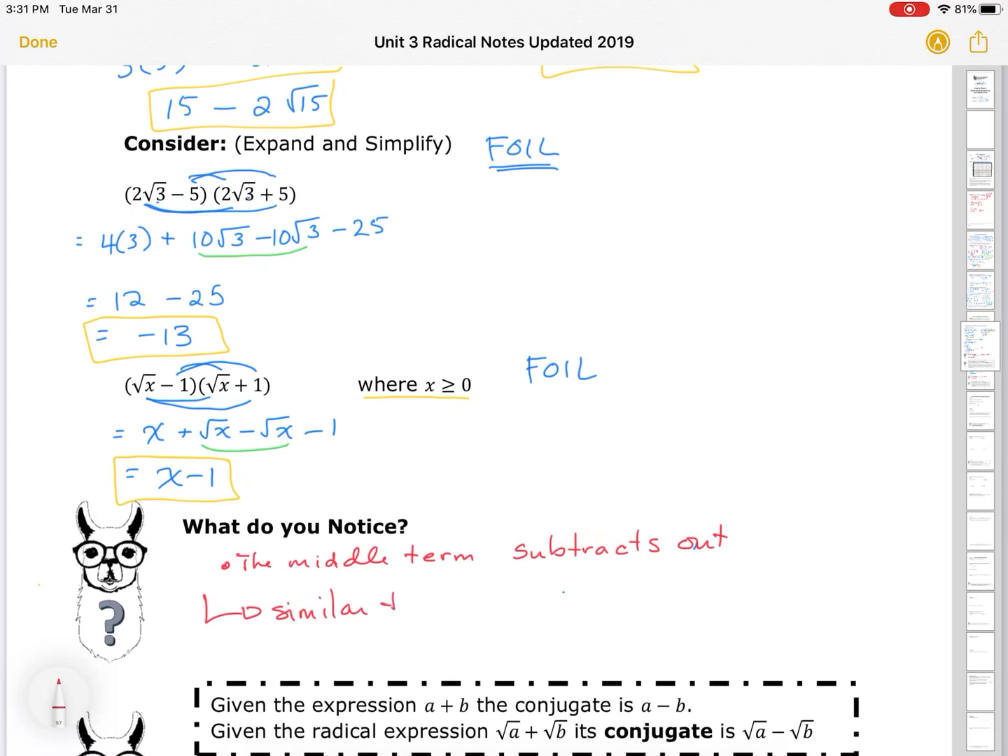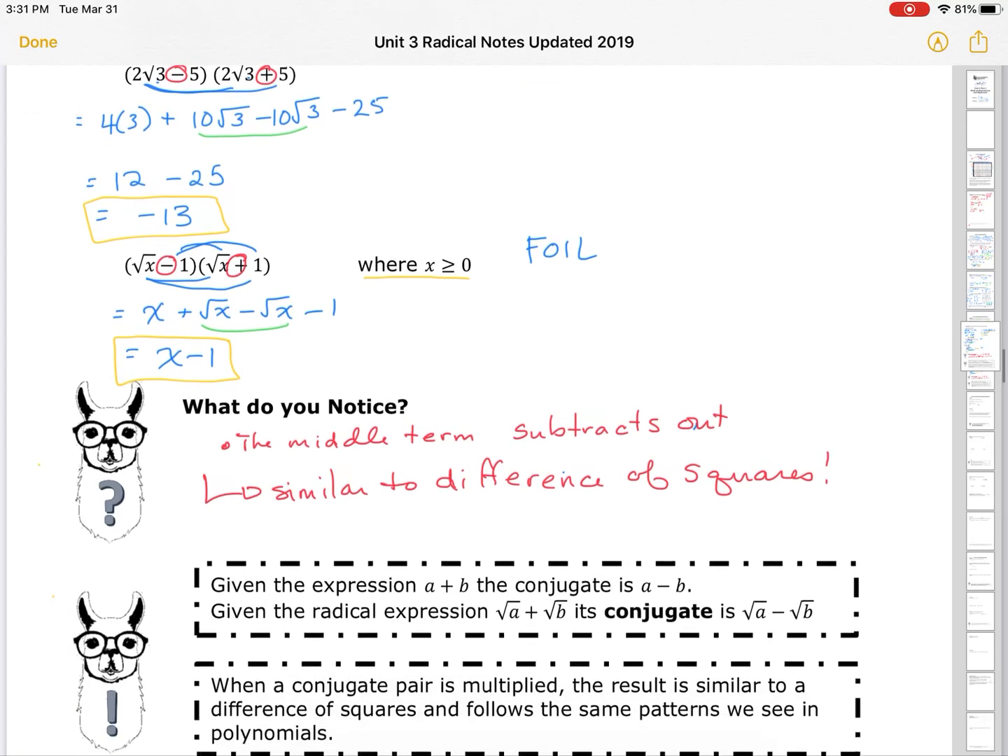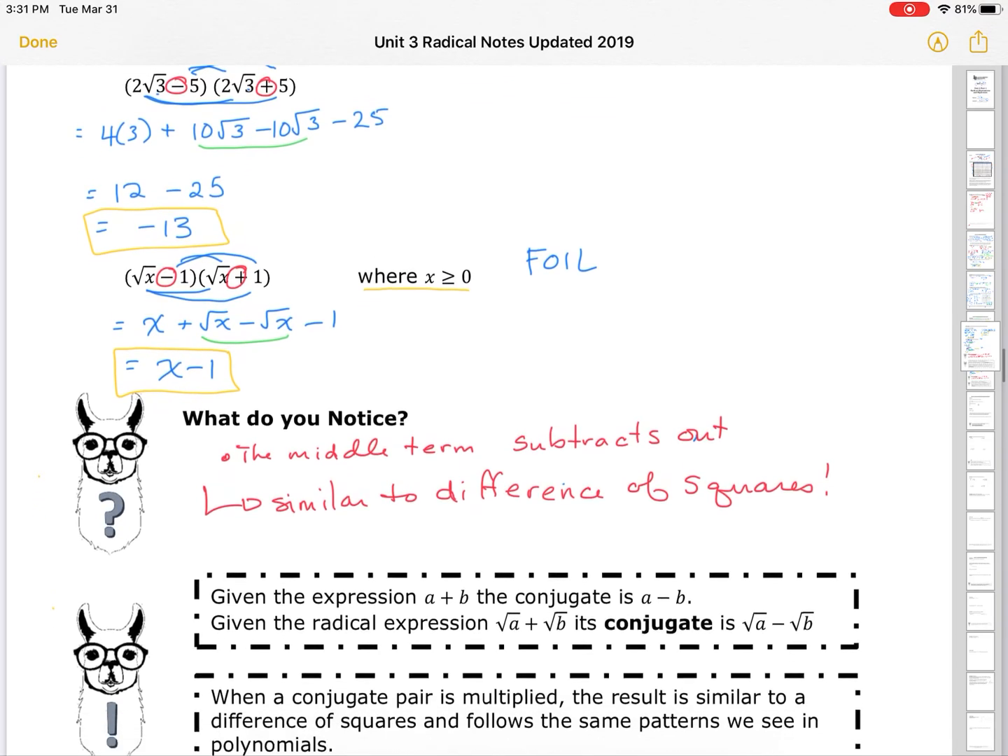And it's very similar to difference of squares, which is Mrs. Finley's favorite binomial pairs. I don't know why. But if we look at those expressions, what we notice is that we have the same terms in each of them, except one is adding and one is subtracting. But other than that, they're identical. So it's very similar to difference of squares.